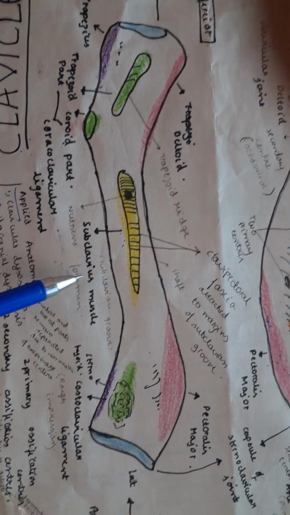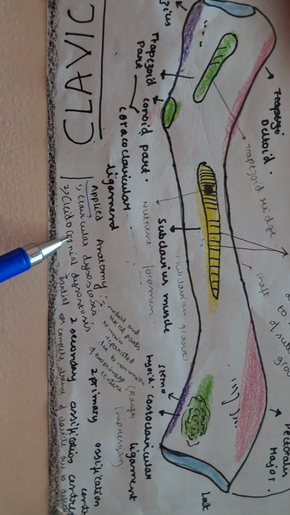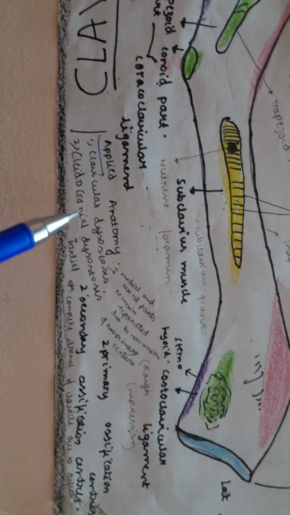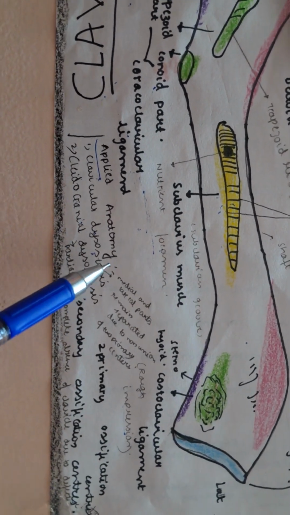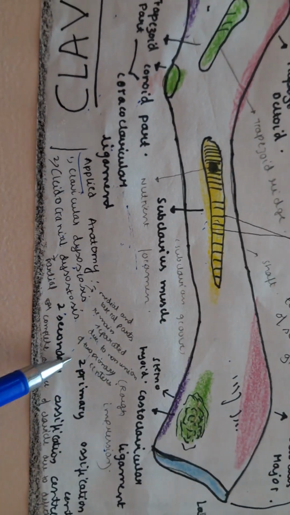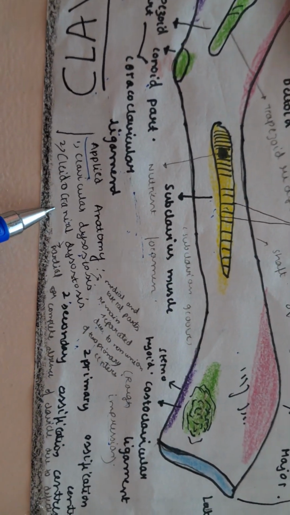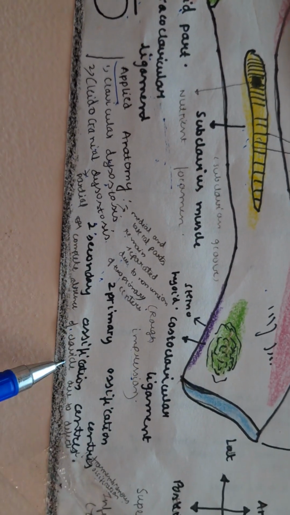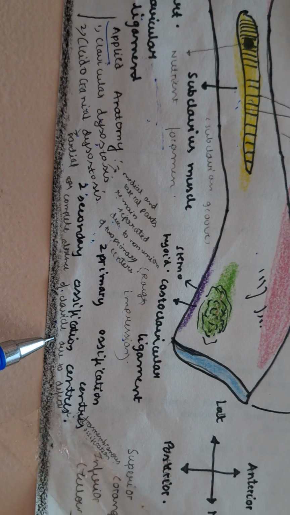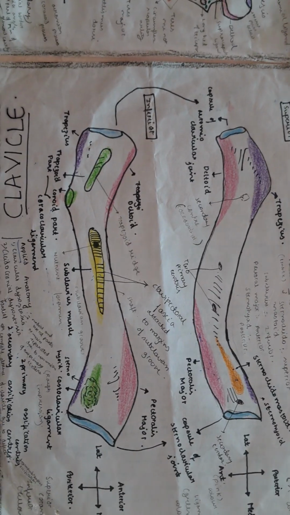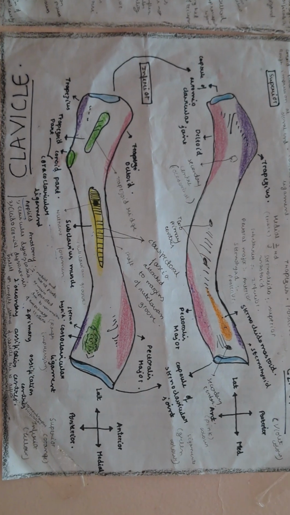And applied anatomy includes clavicular dysostosis and cleidocranial dysostosis. Clavicular dysostosis means medial and lateral parts remain separated due to non-union of two primary centers. And cleidocranial dysostosis includes partial or complete absence of clavicle due to defect in membranous ossification. So this is the osteology of clavicle. Thank you.